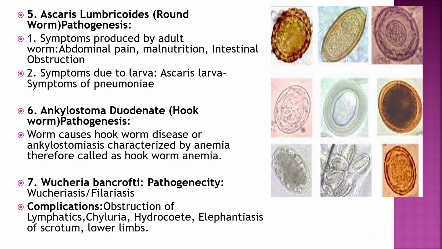Then Wuchereria bancrofti mainly causes filariasis, that is obstruction of lymphatics. And then there is elephantiasis of the lower limbs or scrotum, or hydrocele can be seen. This is transmitted by a mosquito vector, that is Culex.